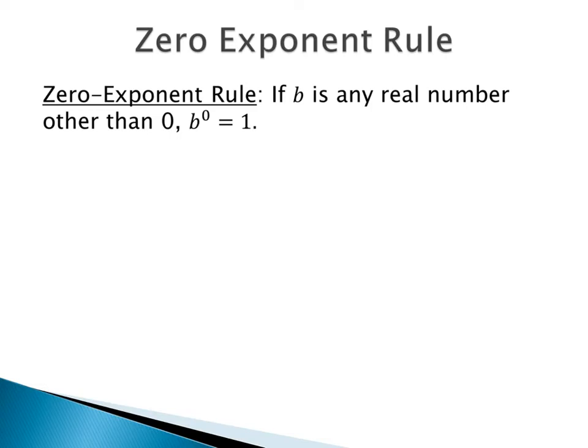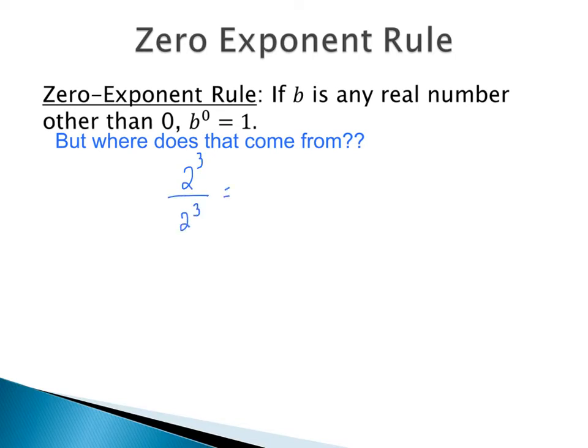The good question is, where does this actually come from? Well, if we think about if I had something like 2 to the third over 2 to the third. Well, 2 to the third is 2 times 2 times 2, which is 8. So we would have 8 over 8. Well, we know that 8 over 8, 8 divided by 8, is just 1.